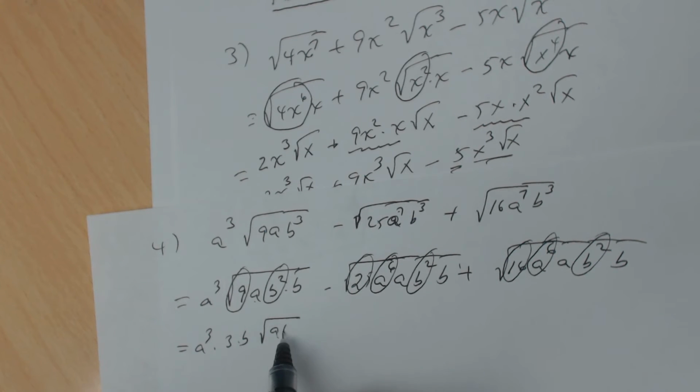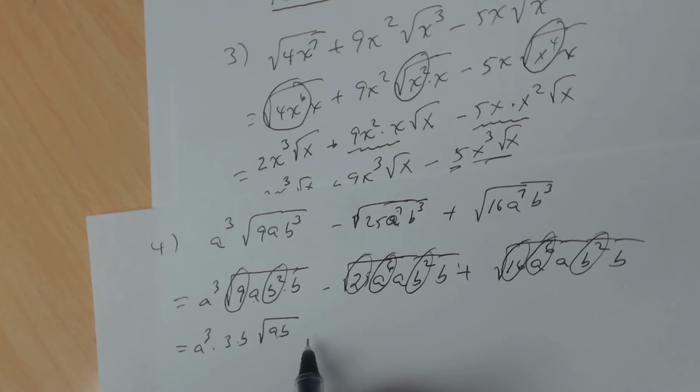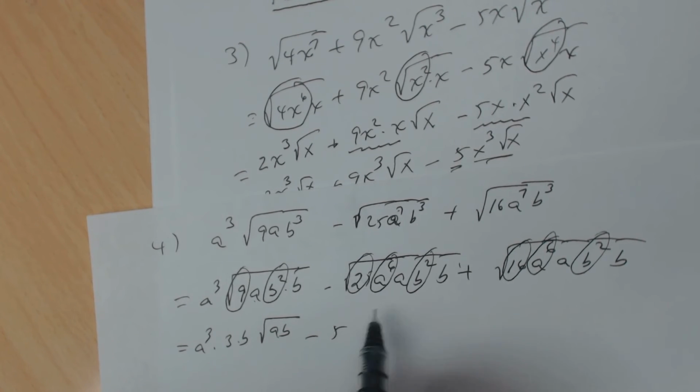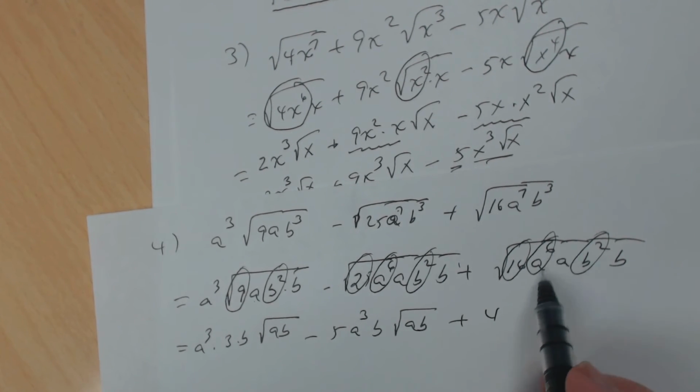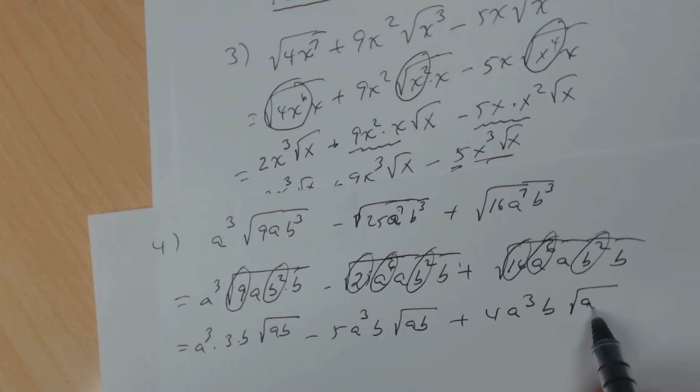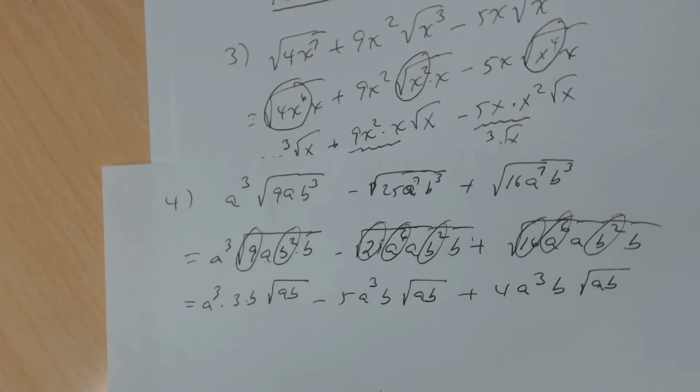Okay, minus square root of 25 is 5, square root of a to the 6 is a to the 3rd power, 6 divided by 2 is 3, 2 divided by 2 is 1, so b to the 1st times the square root of ab, plus square root of 16 is 4, square root of a to the 6 is a cubed, square root of b squared is b, and you're left with the square root of ab. Alright, now let's simplify this.